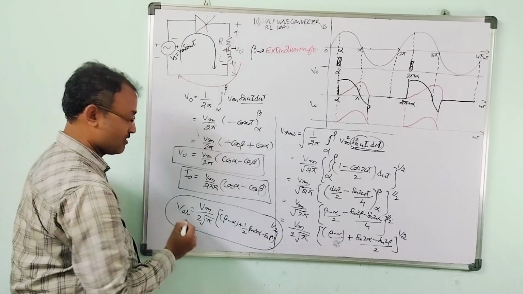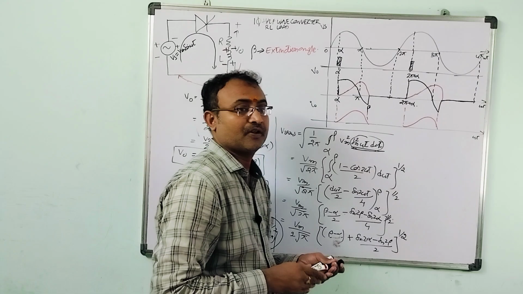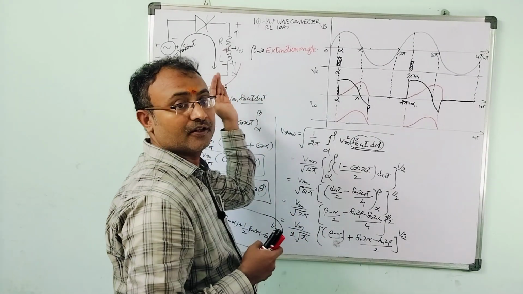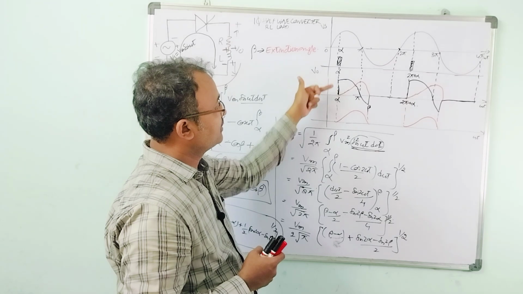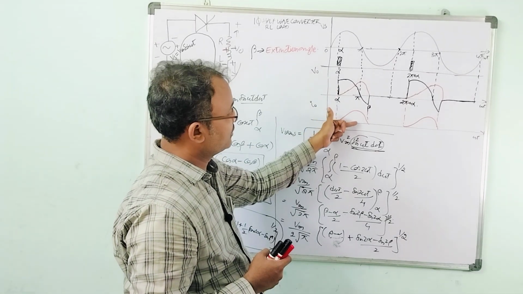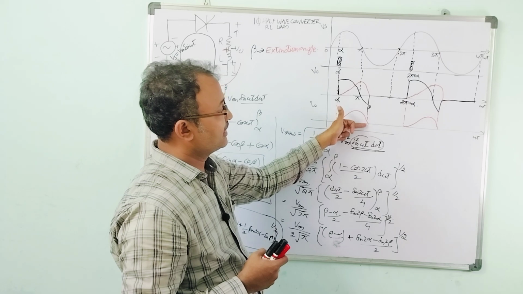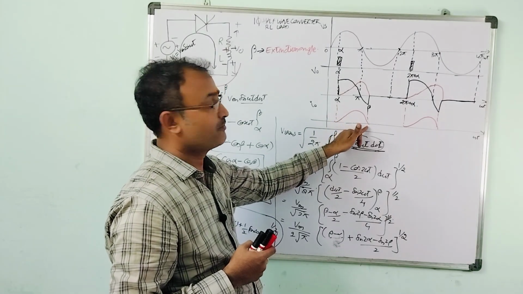This is the RMS value of the output voltage. Due to the inductive nature of the inductor, the current will not become 0 at the angle phi. The current continues to conduct till the extinction angle beta. That makes the difference here.